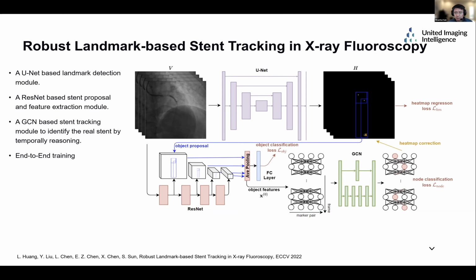And we have another additional step. We use the detection result to correct the heat map. In this way, we can complete end-to-end training.